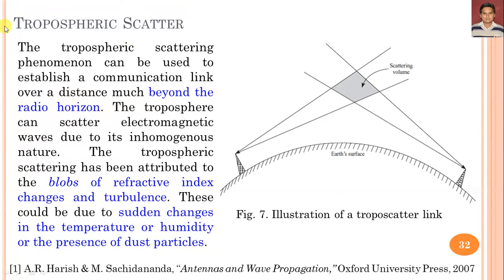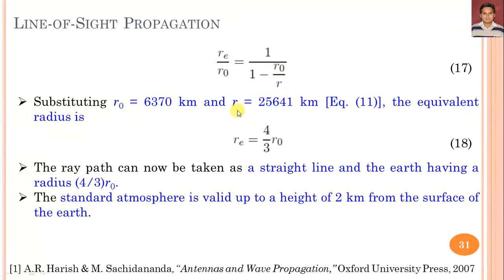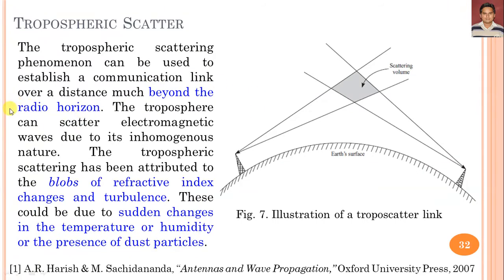Then further we are going to discuss how the tropospheric scatter region occurs. The tropospheric scattering phenomenon can establish a communication link over a distance much beyond the radio horizon. As we have discussed, when this condition is exceeded, beyond the radio horizon, the troposphere can scatter electromagnetic waves due to its inhomogeneous nature.